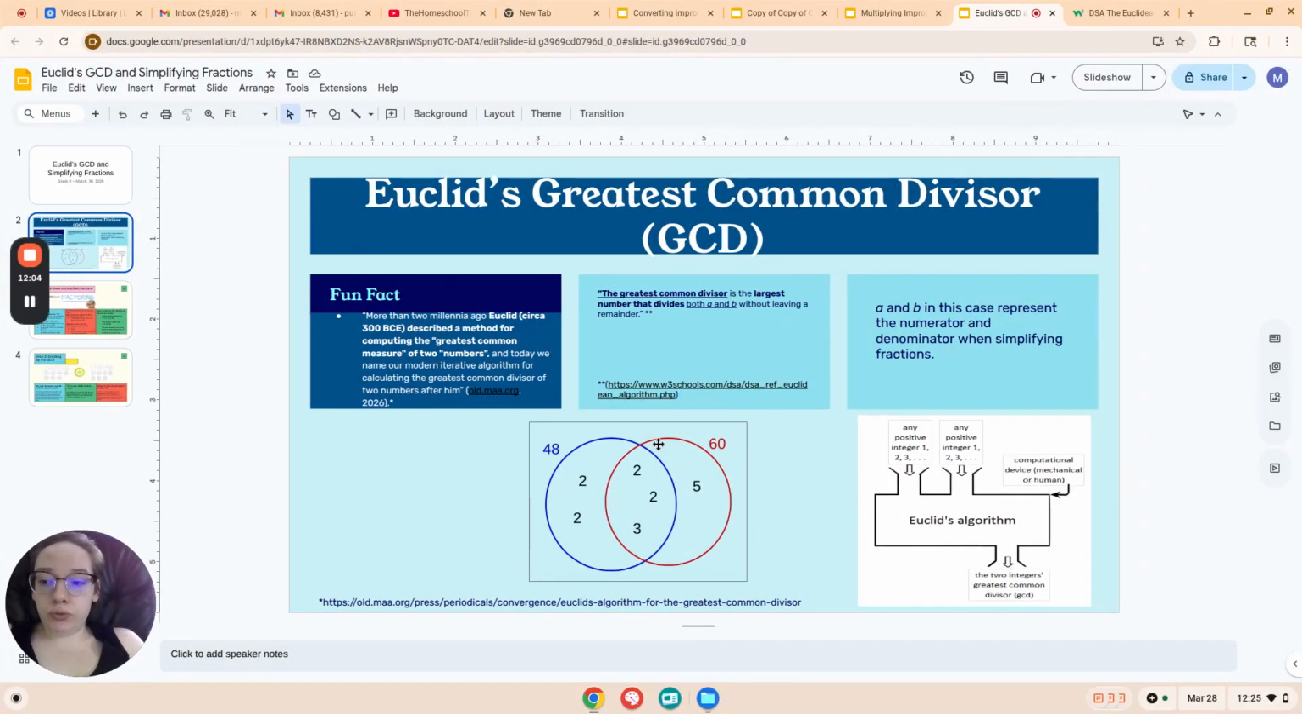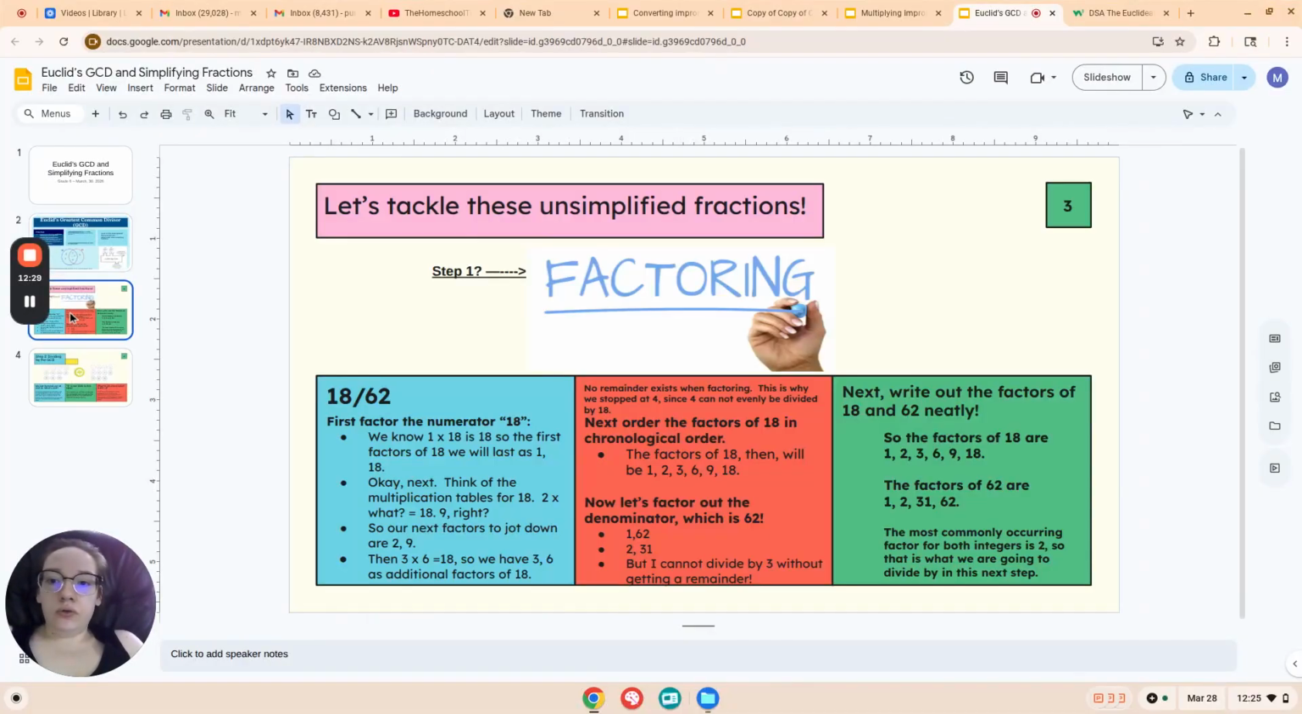Some people, when you are factoring, can do a Venn diagram, which we are going to talk about in the next slide. So I don't want to go off and talk about that yet. But this is just a very cool visual representation of Euclid's GCD algorithm. And I think they are just absolutely beautiful to look at, as math is beautiful if you really think about it. So for the next slide, let's tackle these unsimplified fractions.